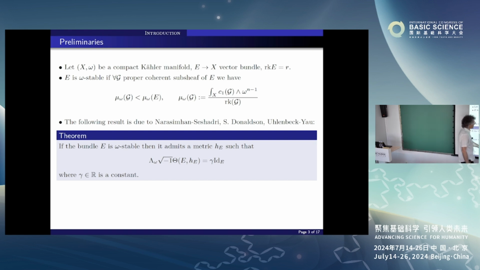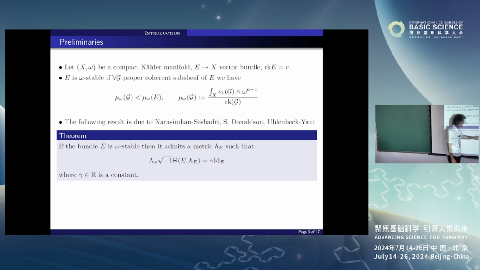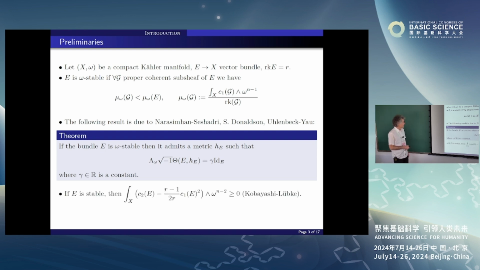So theta is the curvature. This is the curvature form of E, and then you contract with omega, and you get some multiple of the identity. The converse is absolutely true, provided E is irreducible. If you have such a metric, then E is so-called polystable.